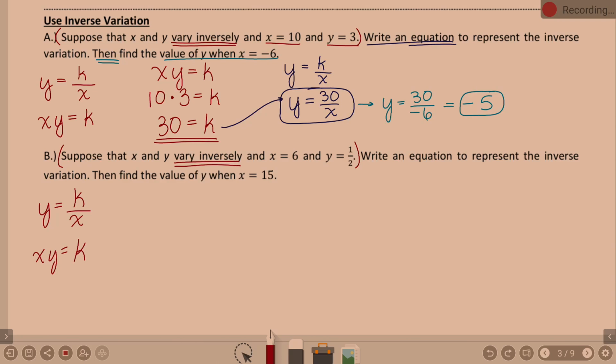Focus up here, please. They vary inversely. x is 6, y is 1/2. So what am I going to do there? Okay. So if xy equals k, 6 times 1/2 is k. Half of 6 is 3. So we found k to be 3.